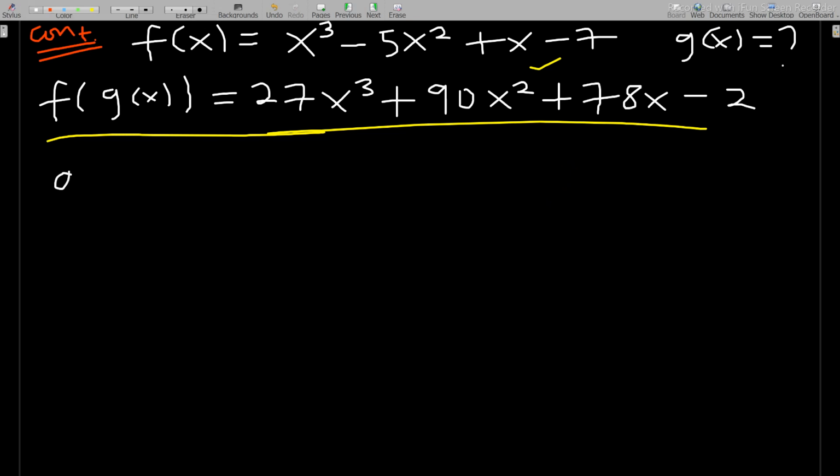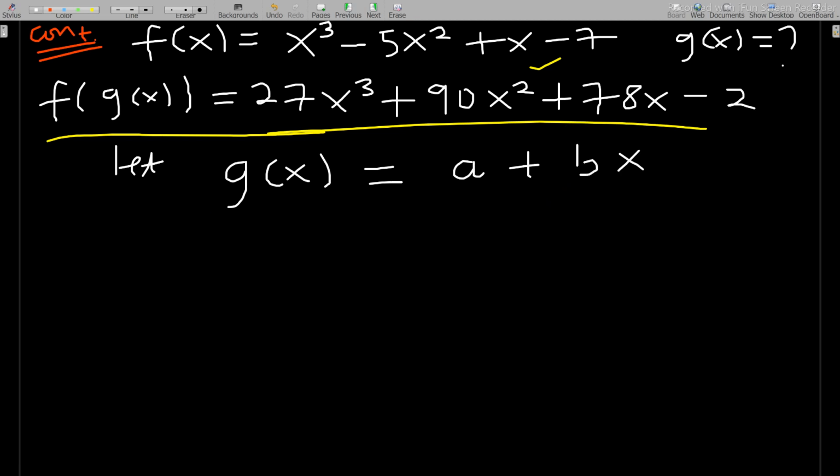Our g of x, so we will let g of x be equal to some linear function. This is how we write a linear function. A linear function is just some constant a plus some bx. Okay, so this is how a linear function looks like. So if I take this and I cube it, the highest degree will be x cubed. So this is how you go about it.